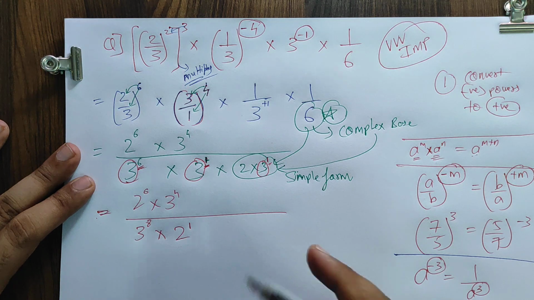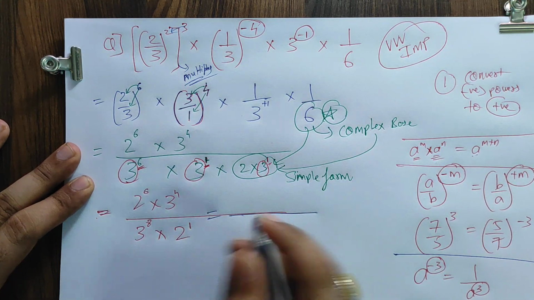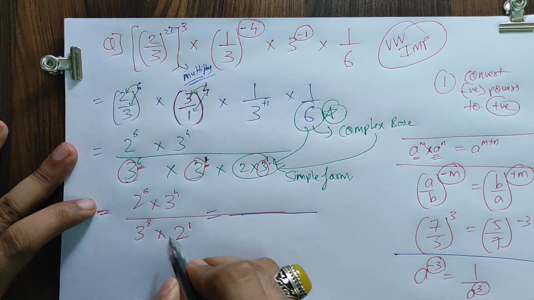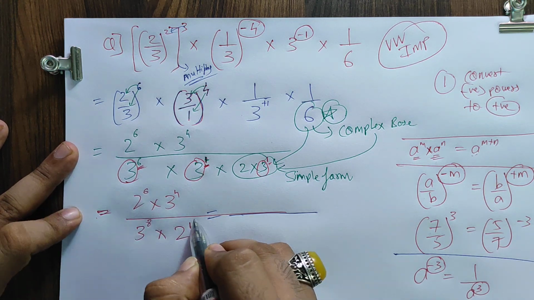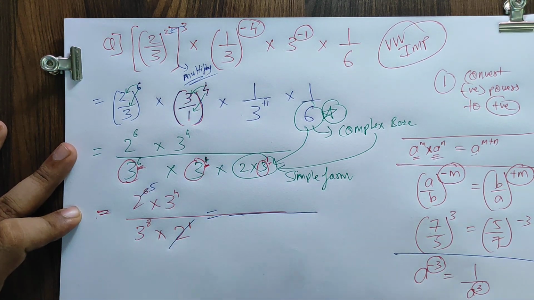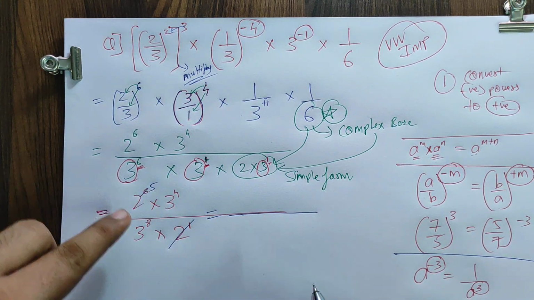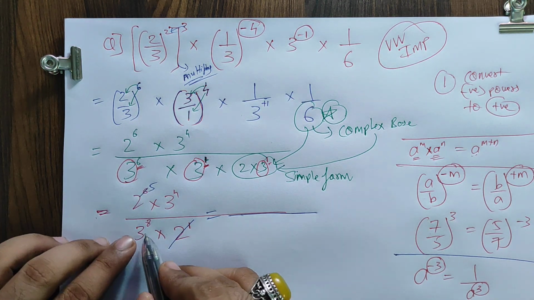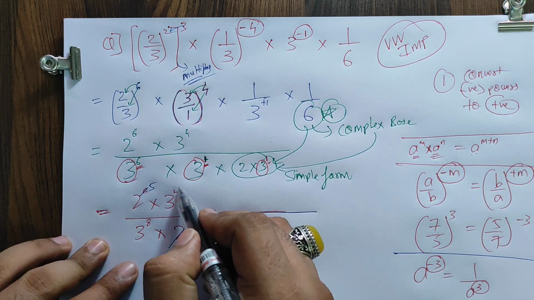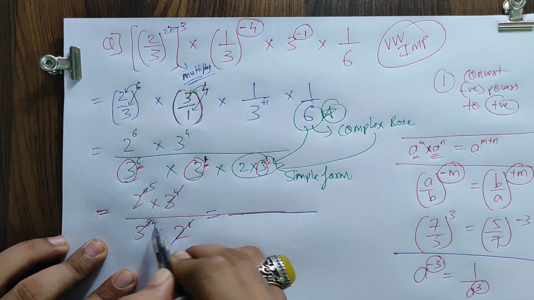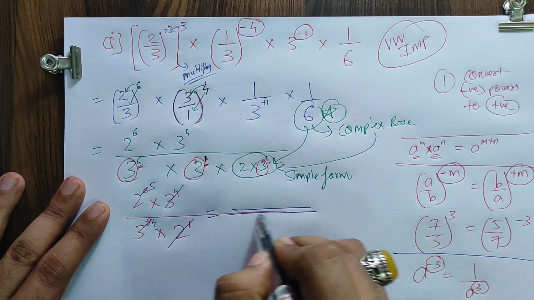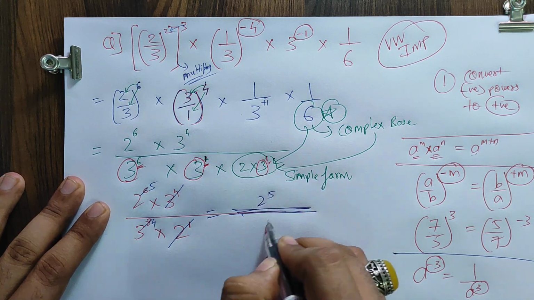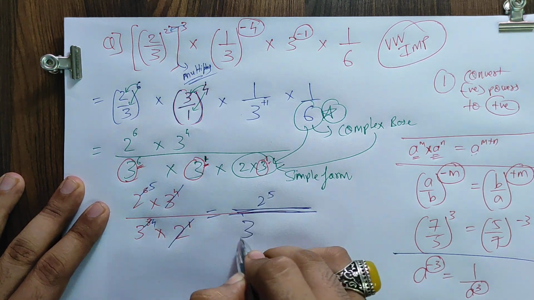I'll proceed horizontally here, as I don't have place. You all do it vertically only. Now I have 1 time 2 here and 6 times 2 there. So 1 time 2 gets cancelled and 5 times 2 will remain, because it was 6 times 2. Here I have 8 times 3 and there 4 times 3, so 4 times 3 gets cut off, and only 4 times will remain. So the answer we are left with is 2 raised to 5 upon 3 raised to 4.